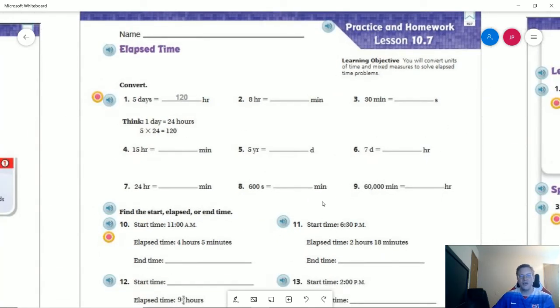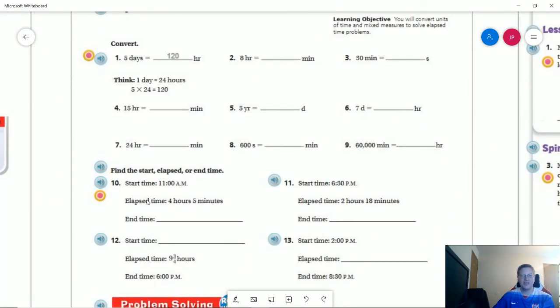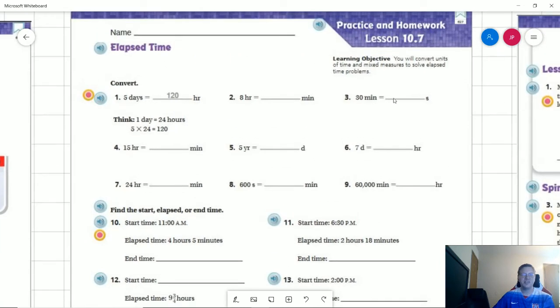So on the evens, we are working with the evens. For instance, number 10 and number 12, we are going to be working with elapsed time. The rest of these are just going to be conversions. So how many minutes do we have in 8 hours? How many minutes do we have in 15 hours? How many hours do we have in 7 days? Again, you can take the number of hours in 1 day and then multiply it by 7.